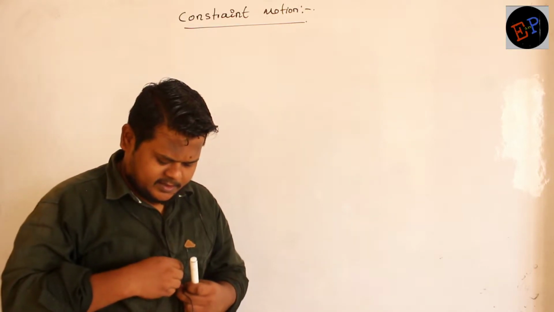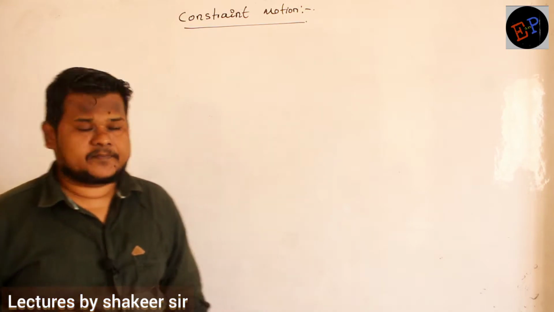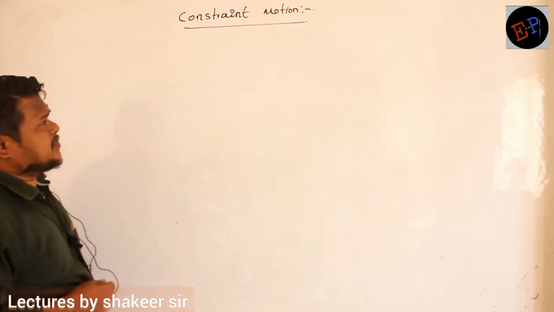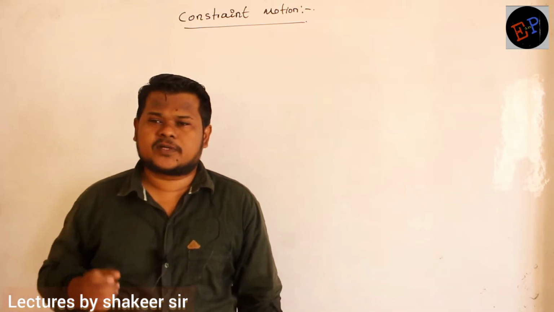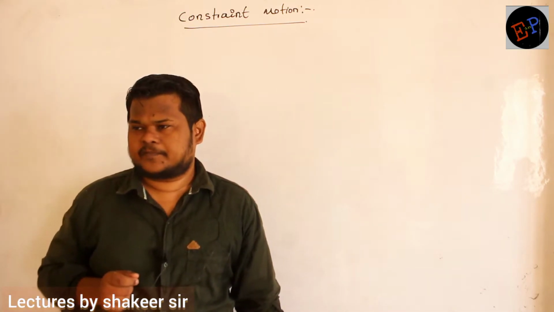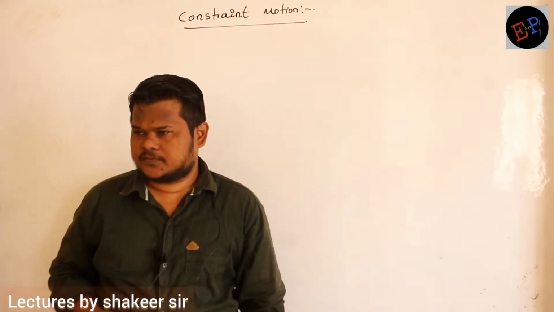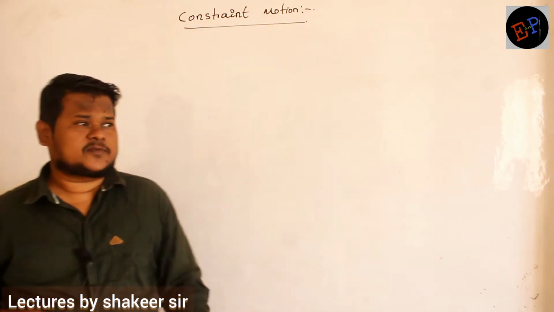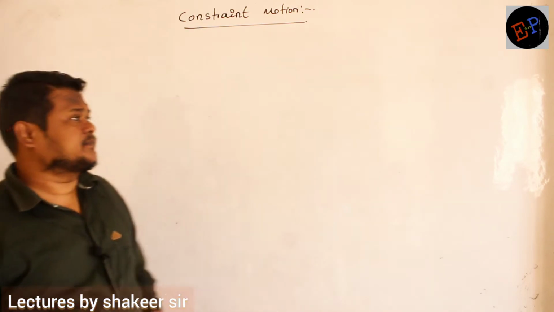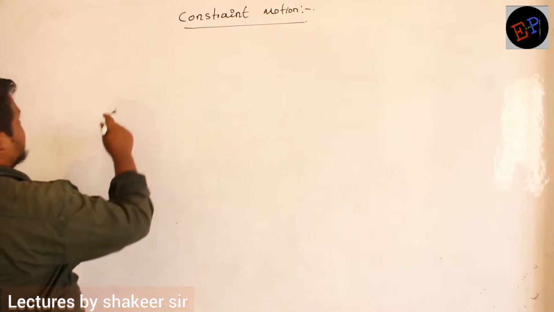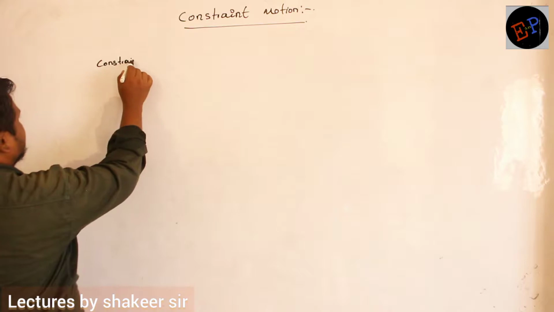The topic which we are studying is constraint motion. Okay? This topic is very important to solve the problems of Newton's laws of motion. Clear? The next topic which we study is Newton's laws of motion, and to understand Newton's laws of motion, constraint motion is very, very important. Clear? So what is meant by constraint motion?